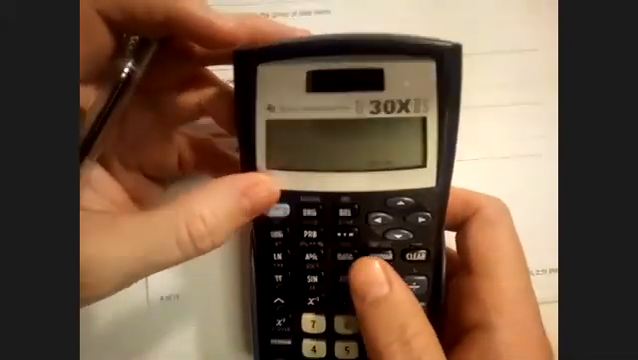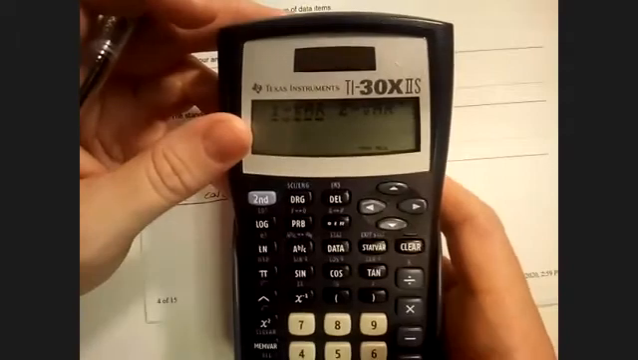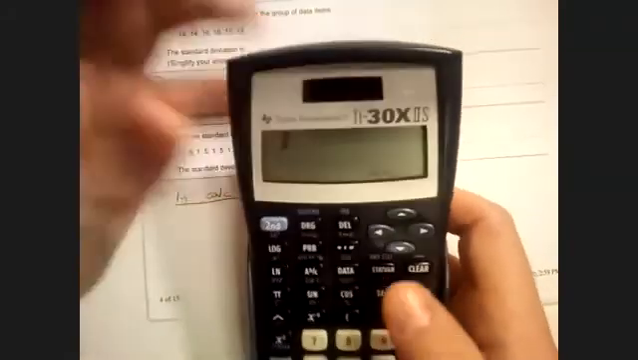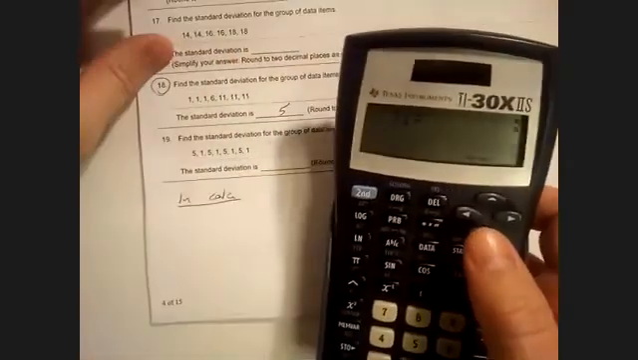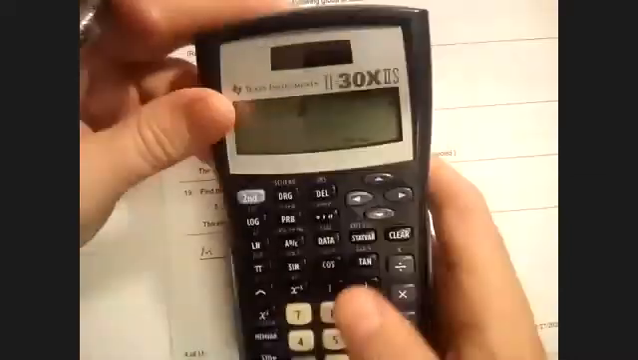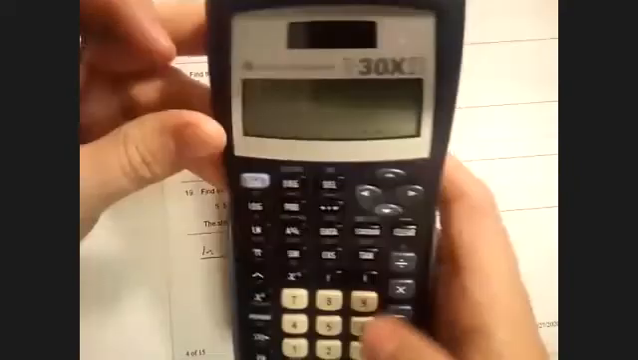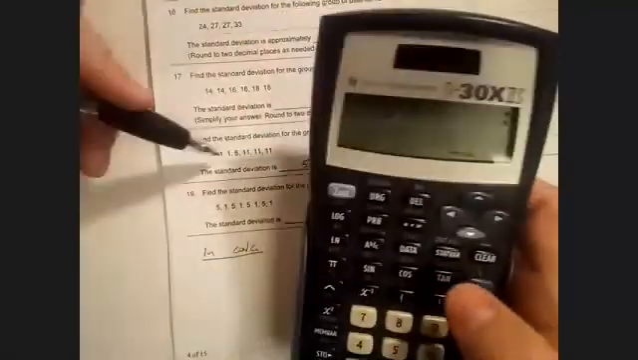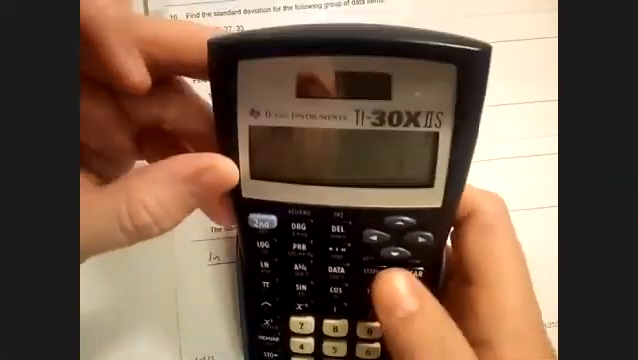And then I need to clear my data. So second data, I move all the way over to clear data. And then I clear the data. Okay. Now I've cleared it all. Now we have to input our data. So go to data. In this case, I have a lot of repeats. The previous ones, we didn't have that. So let's use our repeats. My first entry is 1. The frequency is 3. Now my next input that's different is 6. The frequency of that is 1.